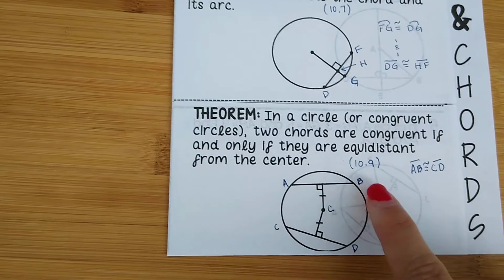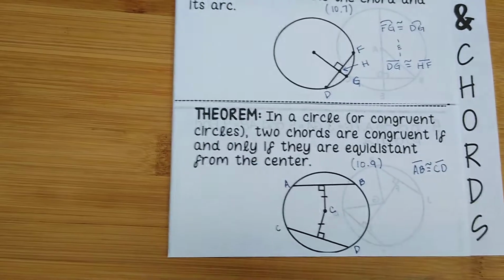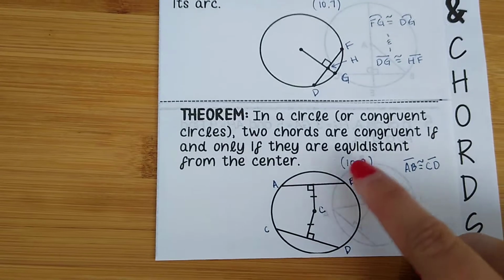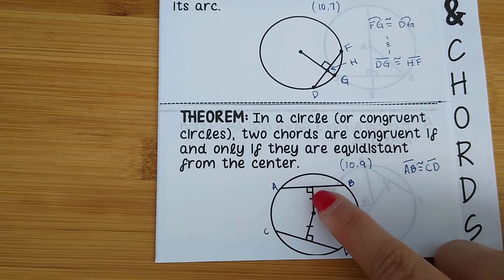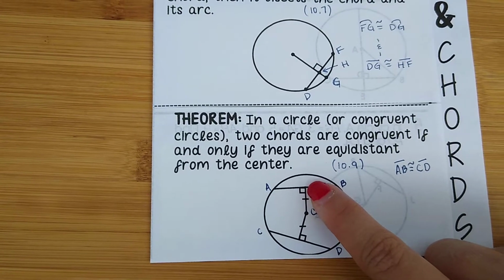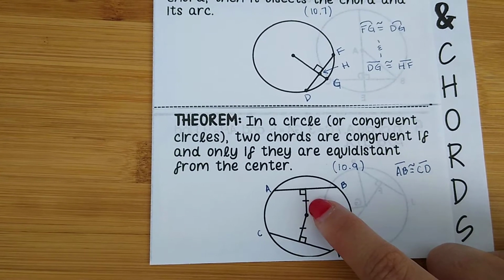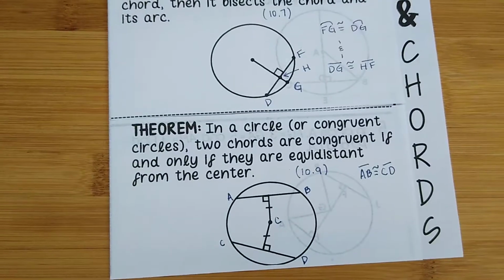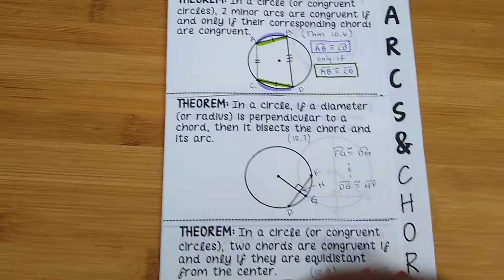So here I labeled AB and CD, and it's saying that the 2 chords, AB is congruent to CD if and only if they are equidistant from the center. So from here to here, it's the same distance as from here to here. Okay, all right, we're going to go ahead and get started.